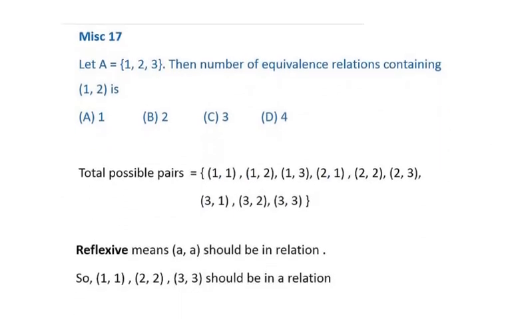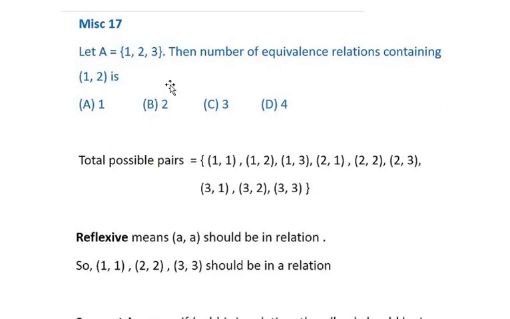Okay, now question 17. The number of equivalence relations containing (1, 2). Equivalence relation means it should be reflexive, symmetric and transitive. So for reflexivity we need to add (1, 1), (2, 2) and (3, 3), then only it will be reflexive. Now if (1, 2) is there, we need to add (2, 1), then only it will be symmetric.